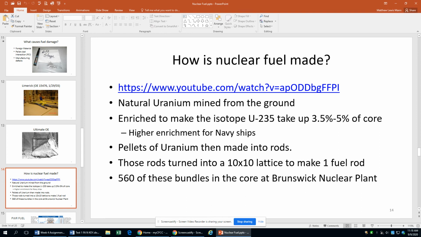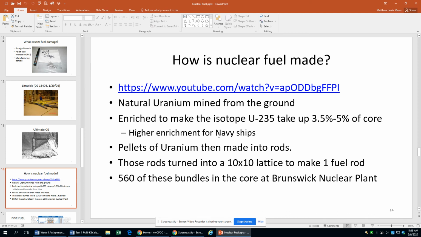So we call that enrichment. If you heard about the centrifuges and things like that in Iran, that's what they're using to enrich their fuel. If you spin it, the heavy things and the light things separate a little bit, and you end up with this higher enrichment after spinning it a lot.